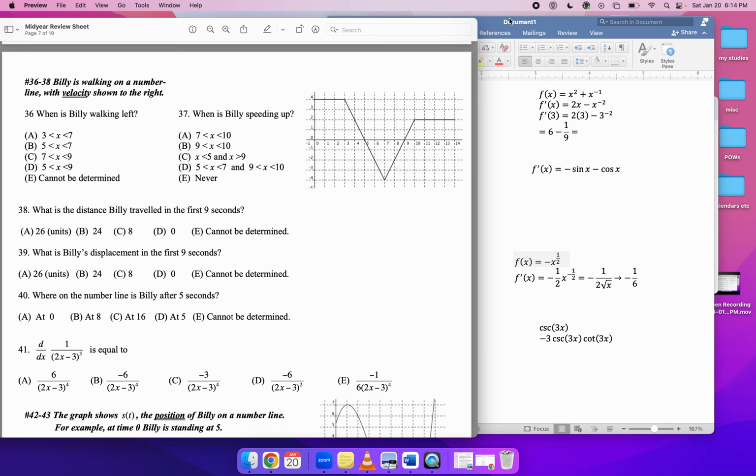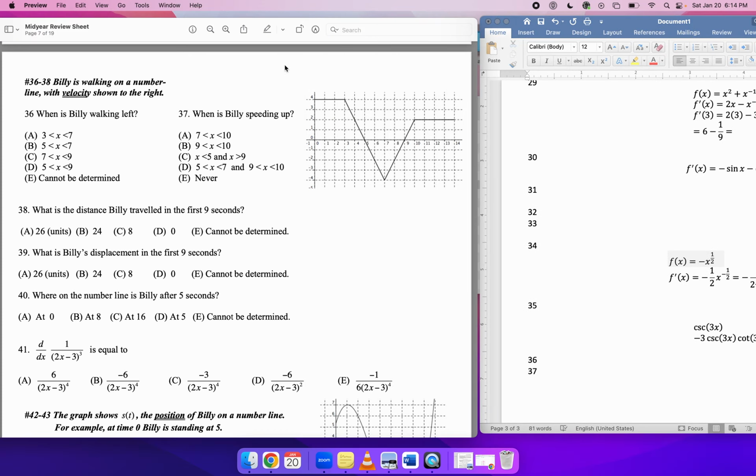37. When is Billy speeding up? Well, there's a couple ways of seeing that. You could say speeding up means velocity and acceleration have the same sign. This is a graph of the velocity. The acceleration is the derivative of velocity, so acceleration is just the slope of this. Right here, for example, the velocity is positive, but the slope is negative, so he would be slowing down here. On this region, the velocity is constant. He's neither speeding up nor slowing down.